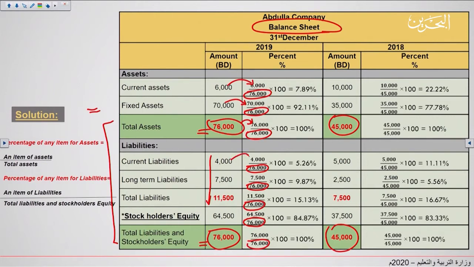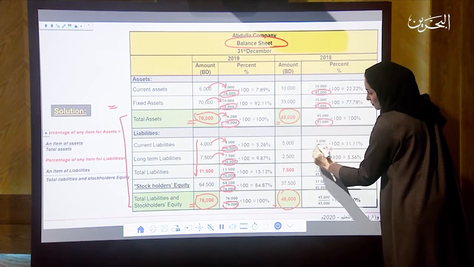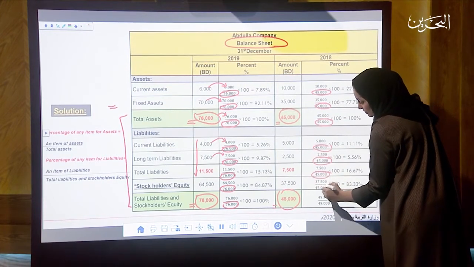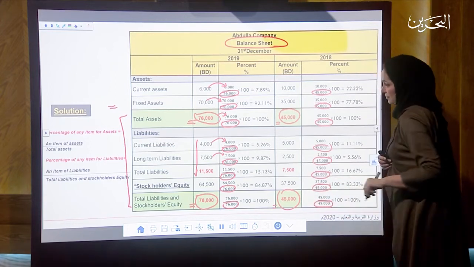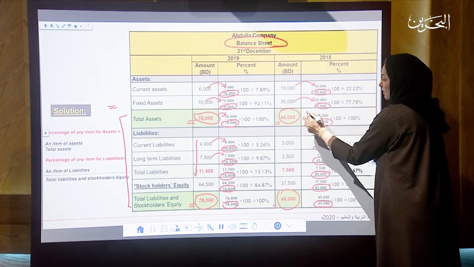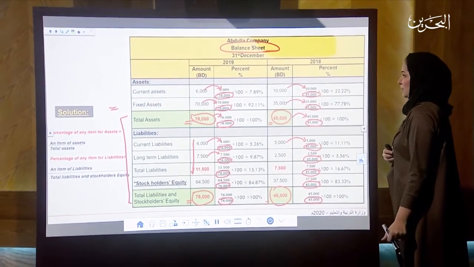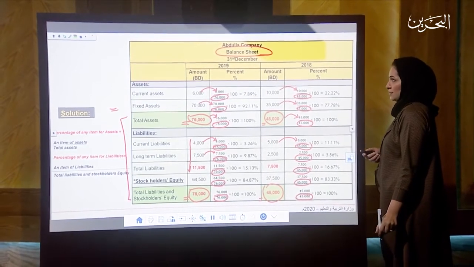Okay, we just copy the figure. For 2018, it's the same. We know that 45,000 already equals the total liabilities and stockholders' equity. So the base will be the same for all the amounts, because total assets equal total liabilities and owner's equity. We just copy the number. It's so easy, the same for the whole amount. Okay, so this is the balance sheet.